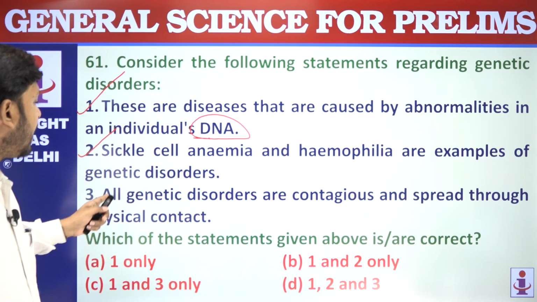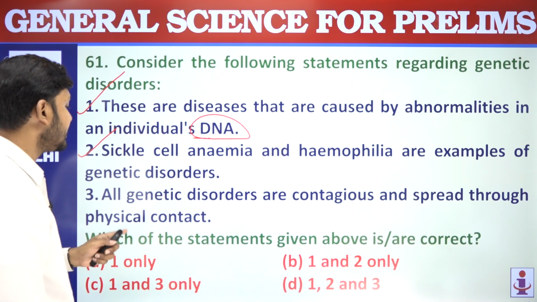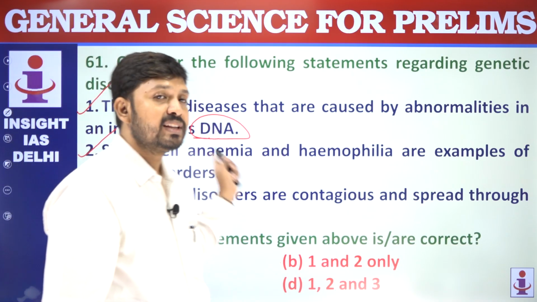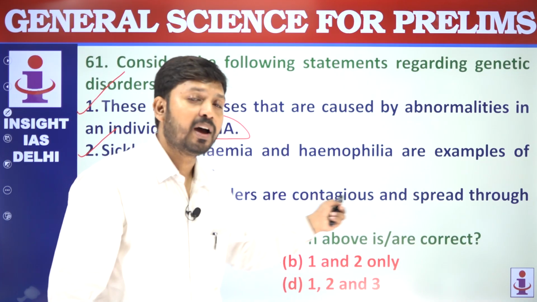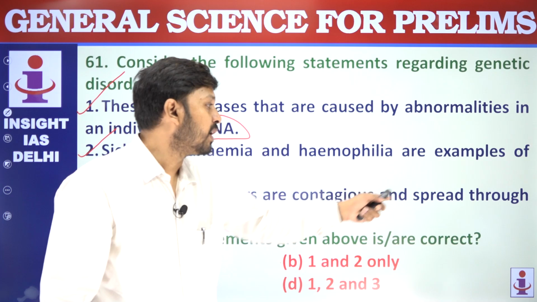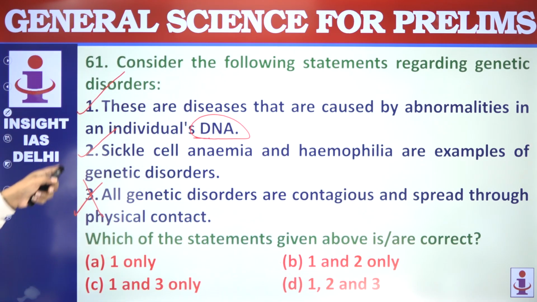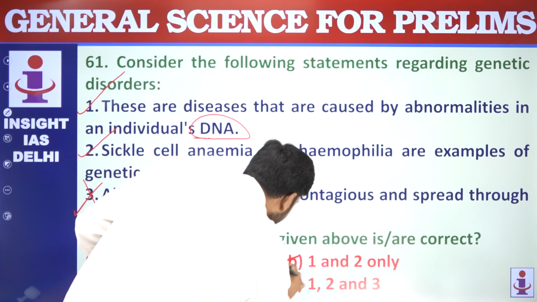This is also true. And all genetic disorders are contagious and spread through physical contact. No. Generally they are occurring at the DNA level, so they cannot be contagious or spread through physical contact, all these things. So this is the wrong statement. So 1 and 2 are correct and they are asking for the correct one. So 1 and 2 are there in the B option.